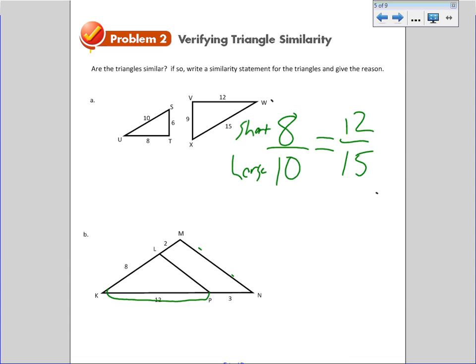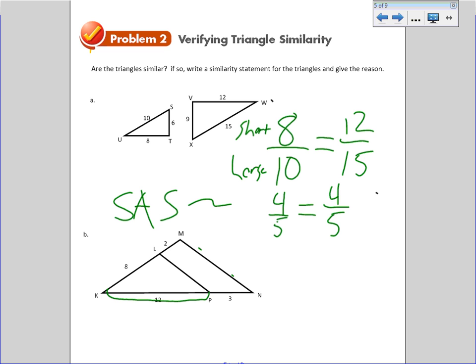Now on this one, you can do it one of two ways. You can either break these down like we did last time, or you can cross multiply. My suggestion is break them down first. Then I get 8 divided by 2 is 4. 10 divided by 2 is 5. 12 divided by, let's do 3, because I can get 4 out of it. 15 divided by 3 is 5. So now I can say yes, because side, angle, side, similarity. So I can now prove that those two triangles are similar.